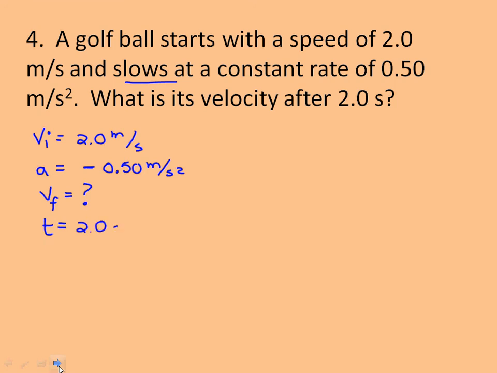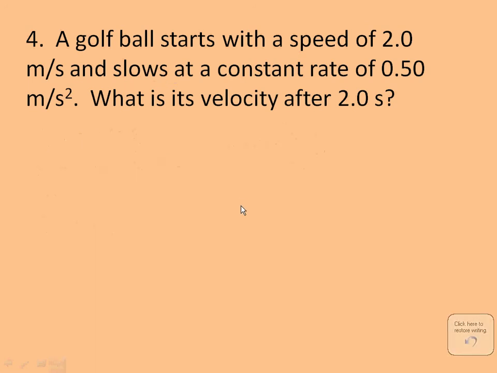Now, your basic equation is A equals VF minus VI over T. In physics, you should rearrange your equation to isolate your variable before you plug in the numbers. So I'm going to do that in steps for this first example. I'm going to multiply both sides by T.